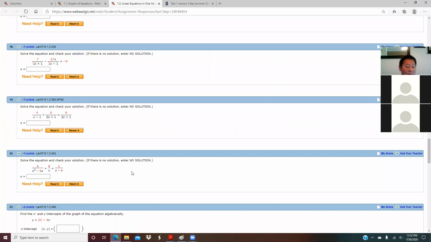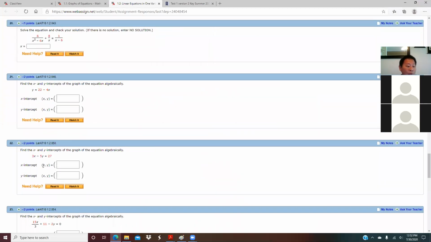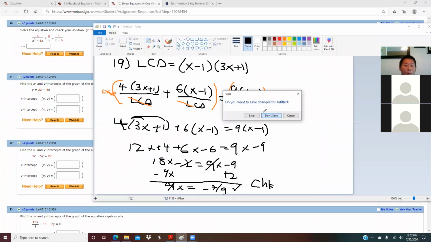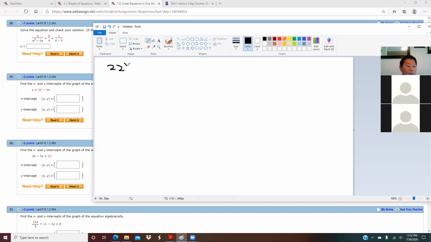So let's talk about question number 22. If you want to find the x and y intercepts for question number 22, in order for us to find the x-intercept, you set y to 0. So the whole y term here will become 0. So what you get is 3x equals 27. So x in this case will be 9. But this is not your answer because your answer has to be in coordinate form. So it should be 9, 0. So this is your x-intercept in this case.